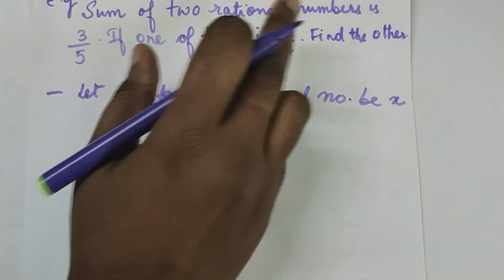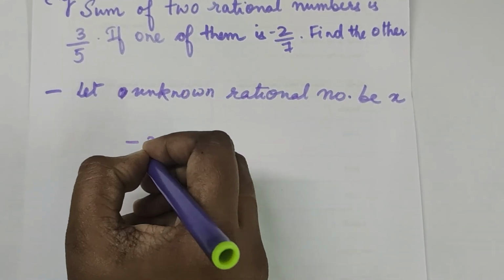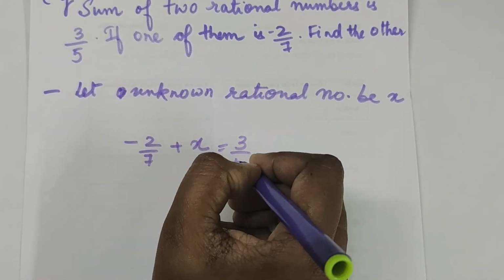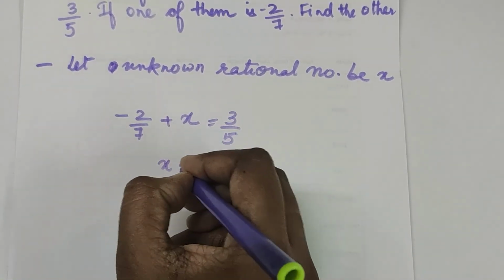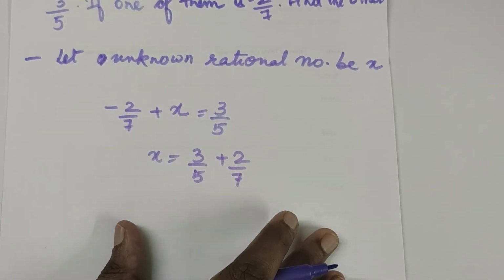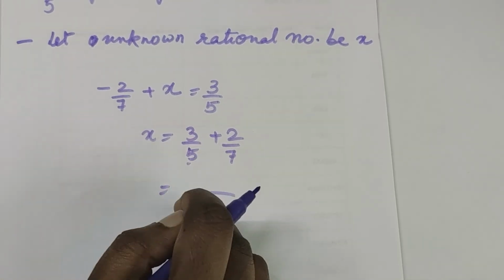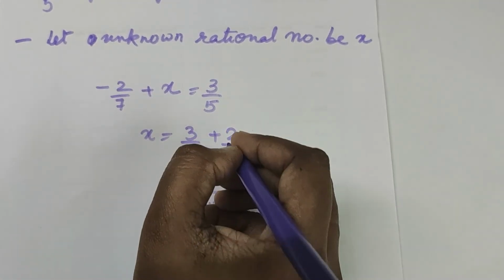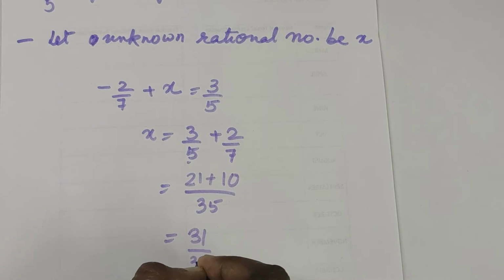So the sum of the two numbers is 3 by 5 and one of them is minus 2 by 7. So if I write minus 2 by 7 plus the other rational number, which I have taken as x, equal to 3 by 5, then how can I solve it? For x, I'll take this minus 2 by 7 to the other side, it will become positive, as we generally do for fractions, and then the LCM of 5 and 7 will be 35. So 5 7s are 35, so 7 3s are 21, plus 7 into 5 is 35, so 5 into 2 is 10, and then with addition, we do simple addition, 31 by 35.